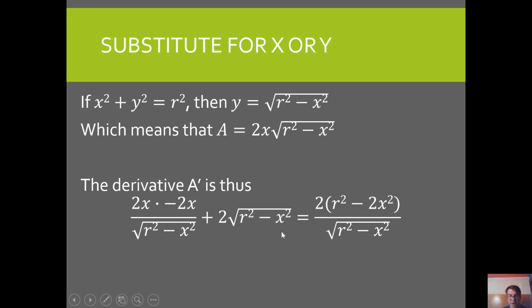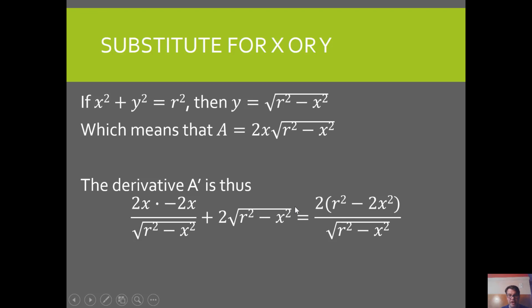So the way we get from here to here is we multiply this by the square root of r squared minus x squared over the square root of r squared minus x squared. That's multiplying by 1, right? And what that does to this is this top one becomes simply r squared minus x squared, and then we now have a common denominator. So that's how we get the common denominator.